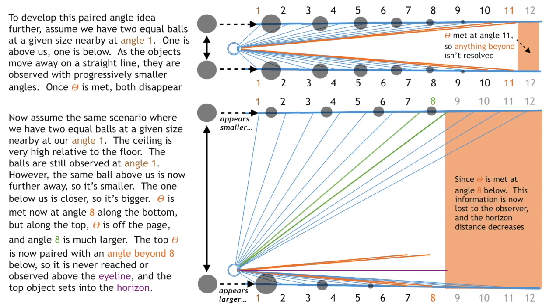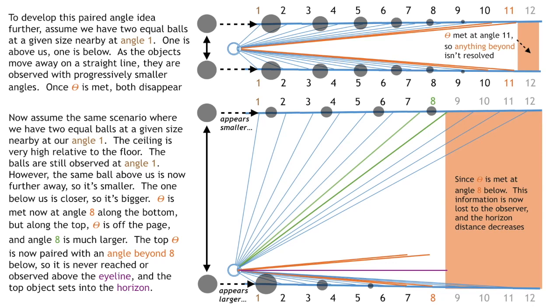So let's develop this paired angle idea further. Assume we have two equal balls at a given size nearby at our angle 1. There we have about 12 angles along the top diagram. So at angle 1 we have these two objects of the same size. As the objects move away on a straight line, they are observed with progressively smaller angles.